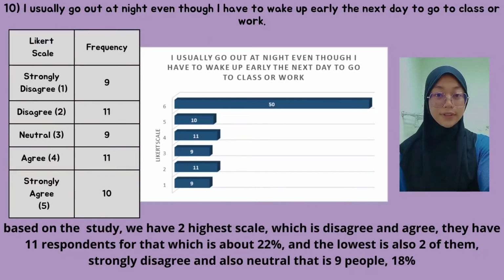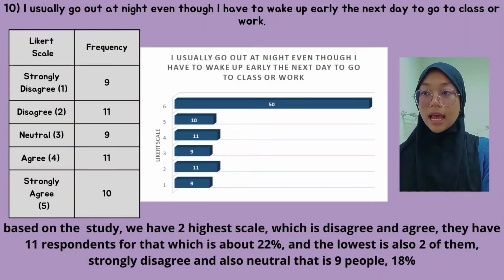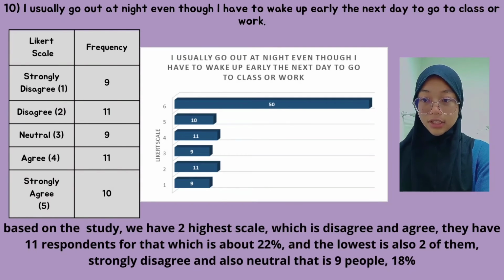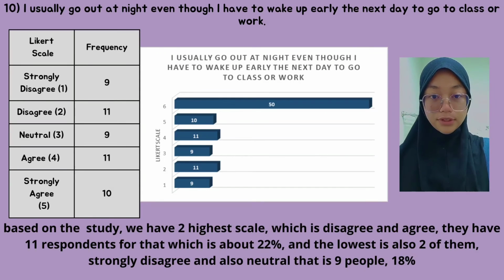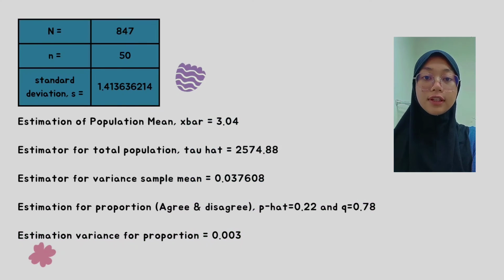Now, the last question is question 10. "I usually go out at night even though I have to wake up early the next day to go to class or work." The study shows that the 2 highest scales are disagree and agree. They have 11 respondents each, that is 22%, and the lowest are also 2 of them, strongly disagree and neutral, that is 9%, 18%. Next, we continue with the calculation.